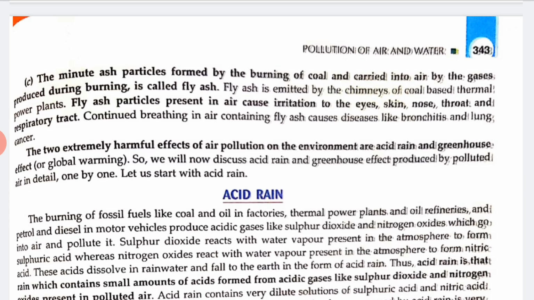So the extremely harmful effects of air pollution on the environment are acid rain and the greenhouse effect, or we can say global warming. We will now discuss acid rain and the greenhouse effect produced by polluted air in detail. Now one by one, let us start with acid rain in our next video.